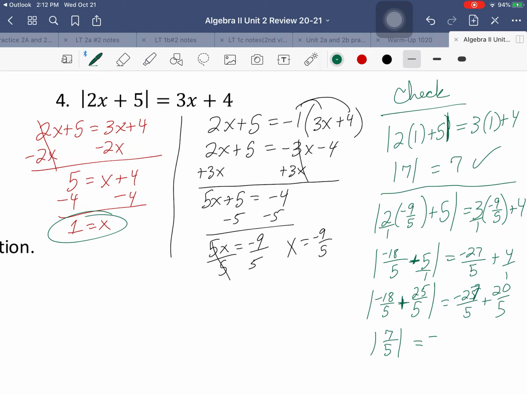Wait a second, that's supposed to be 27. My goodness, I'm sorry, guys. Long day, I guess. Negative 7 fifths. Absolute value of 7 fifths is 7 fifths. And does that equal negative 7 fifths? No. So that is an extraneous solution. So you just cross it out or say extraneous with that number. Either one.